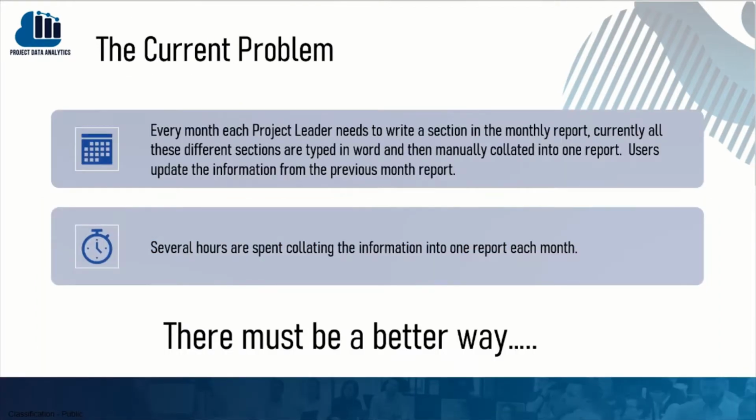So what is the current problem? Every month, project leads write sections in a large monthly report. Currently, each section is written in a Word document by overriding the previous month's information. These separate sections are then collated and formatted into one large document. This takes several man-hours each month, so they knew there was a better way to do this.